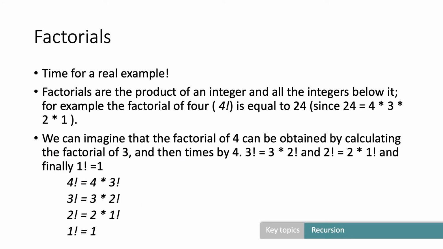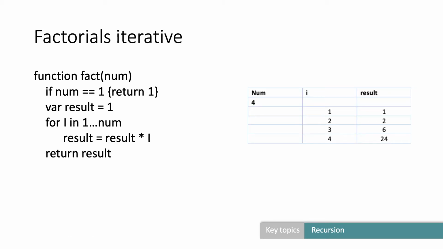Factorials are a real example where you're multiplying numbers together. 4 factorial is 4 times 3 times 2 times 1. So 4 factorial is in fact 4 times 3 factorial, and 3 factorial is 3 times 2 factorial, 2 factorial is 2 times 1 factorial, and 1 factorial is 1. So this is a great opportunity to use a recursive solution because each solution is in itself a different case of the same problem. So you could write an iterative solution to that, and here's one on the screen.